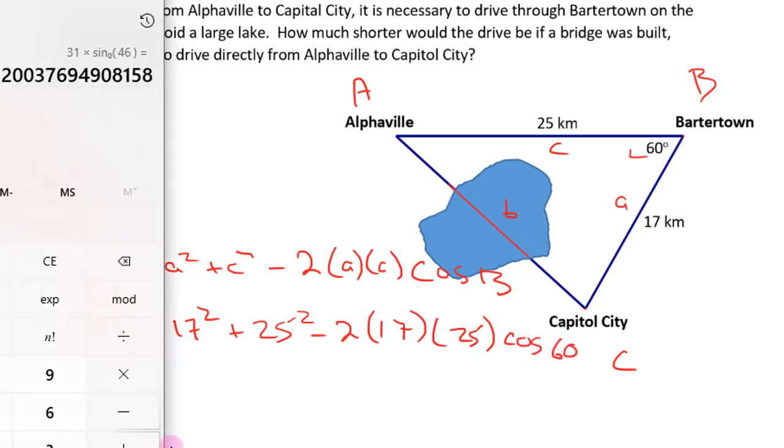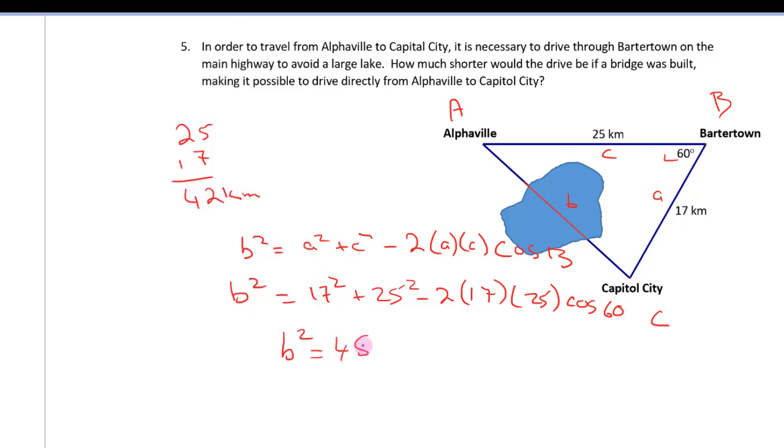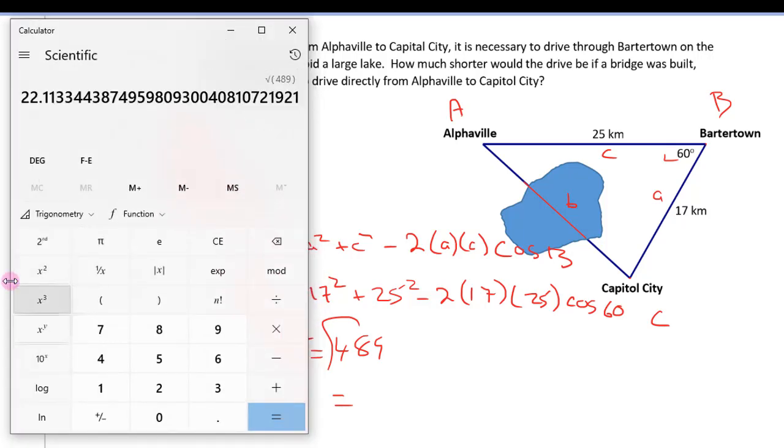I'm going to pull up my calculator, and we're going to enter this in. So it's going to be 17 squared plus 25 squared minus, now I want to do all this calculation together, so I'm going to use brackets, 2 times 17 times 25 times the cosine of 60. Close off my brackets, hit equals, and I found out that B squared is going to equal 489. Now all I need to do is take the square root of both sides to calculate B, and we get, second function, square root, 22.1.